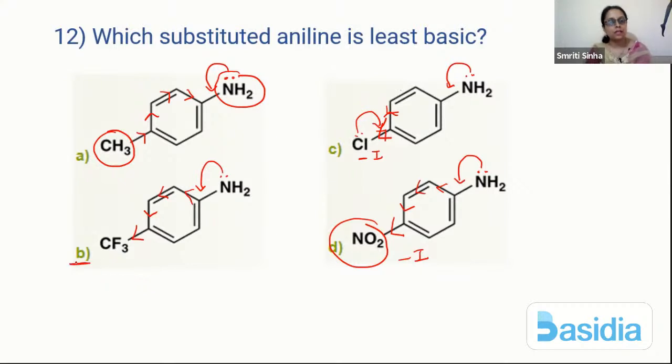So now the competition is between B and D. Which one makes it the least basic? So remember D, because nitro is showing a strong minus I effect, pulling the NH2 group lone pair towards itself. So this lone pair is not available for donation. As the lone pair is not available for donation, this aniline is least basic.